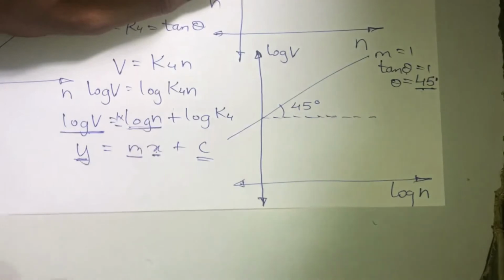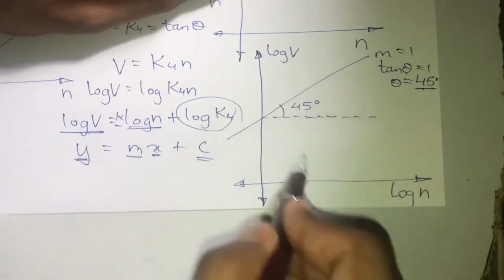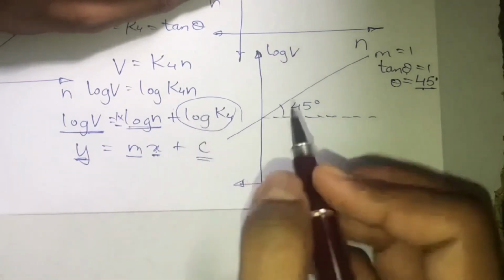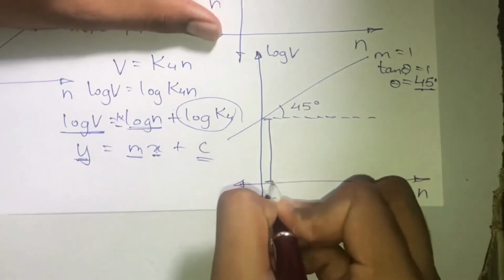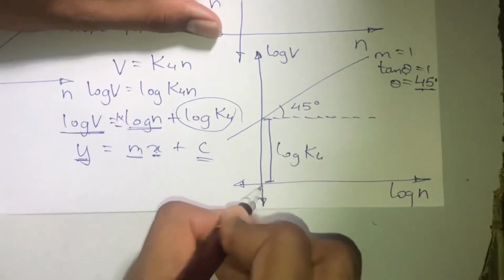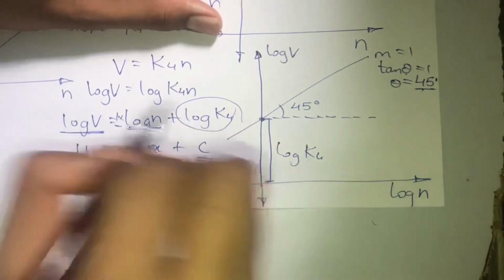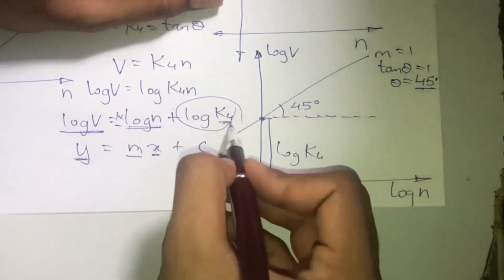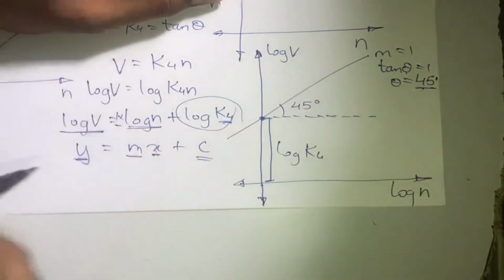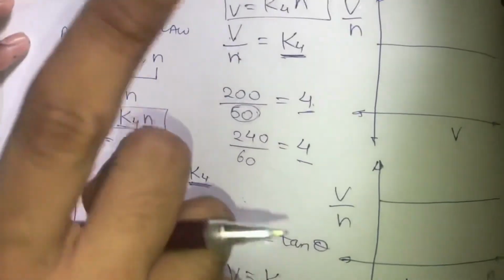Okay, now here we have understood the use of log v, we have understood the use of log n, but we haven't yet discovered log k4 in this graph. This log k4 is nothing but this distance, that is the distance from the origin till the intersection point, which is nothing but the log k4, which is a constant value. See, k4 is a constant, so it is obvious that the log of k4 is also going to be a constant value.